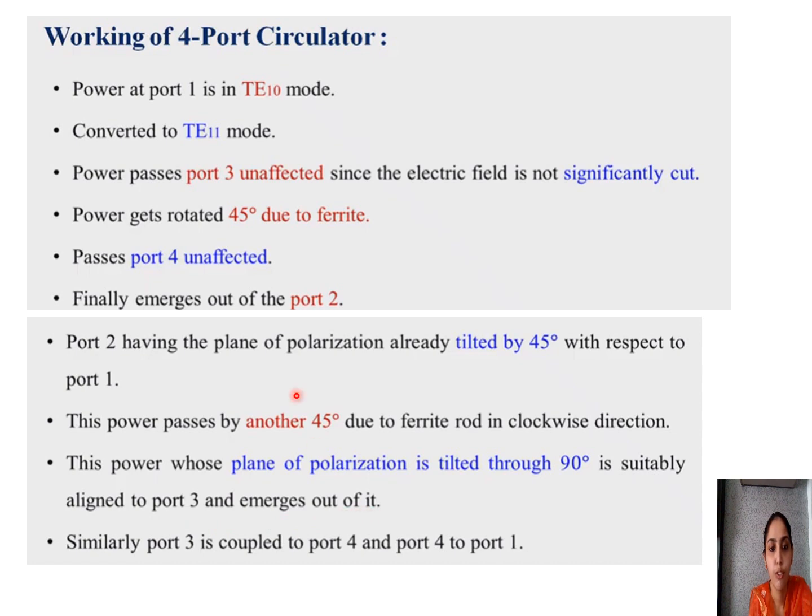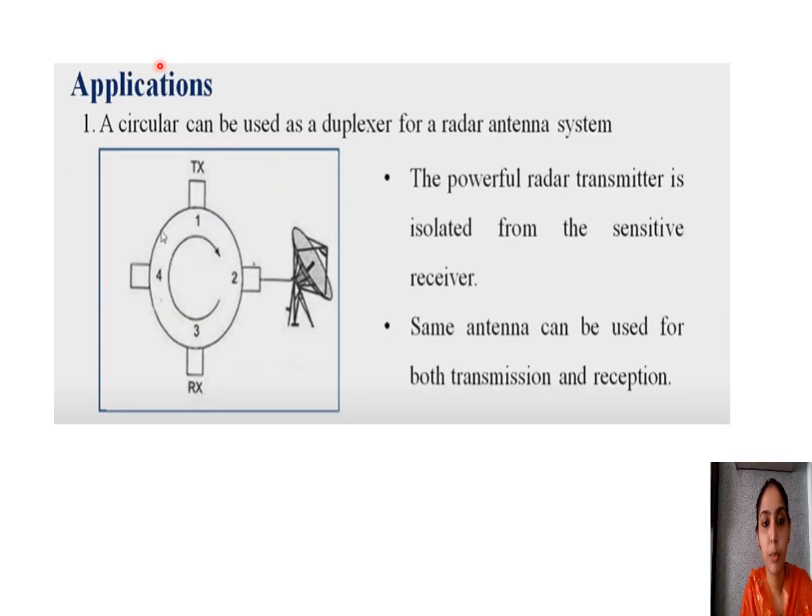So from port 1 it can come through only port 2. Again input from port 2, the output will come only out of, say, port 3. Similarly for the others also. Port 3 is coupled to port 4, port 4 to port 1, etc. So since we are employing this ferrite rod inside the circulator because of Faraday rotation only, this property is coming in the circulator. Now we have seen the internal working of a circulator. Now for the interest we can know how the circulator is used for particular applications.